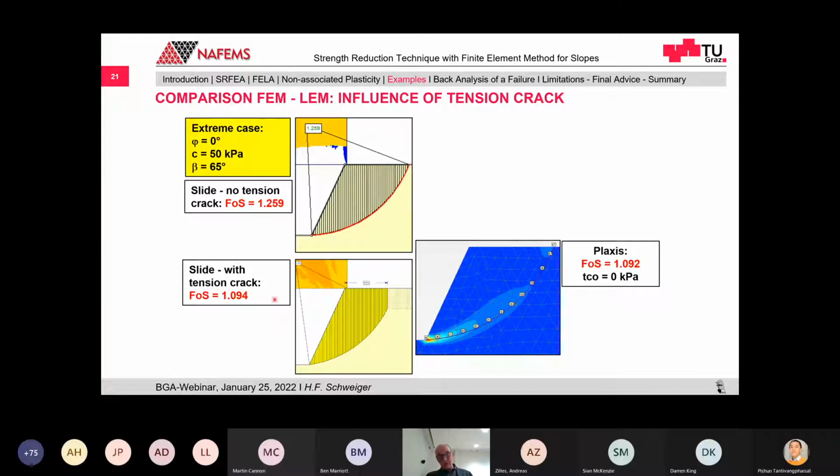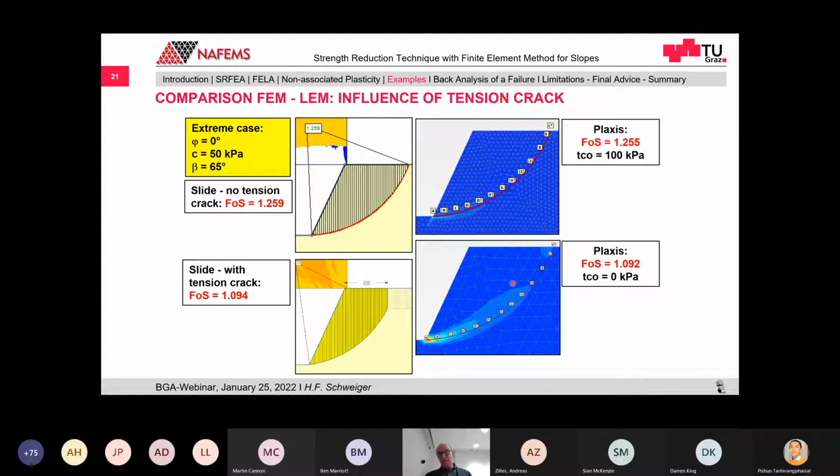So if you do that here, you again get the same result. But of course, in limit equilibrium, this is an input, and you would have to decide how large this tension crack is, whereas in finite element, you would get it automatically. And now if you allow for tension, you again get the same result as for limit equilibrium. So again, a message I will summarize at the end: you should, of course, set the tensile strength to 0 if you do a strength reduction method, unless you have very good reasons for not doing so.